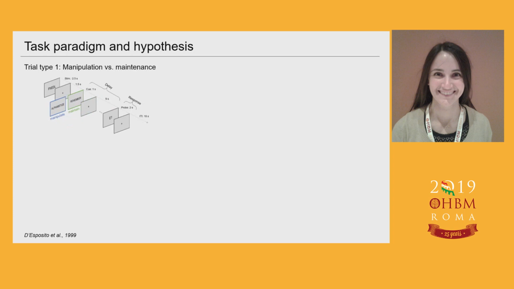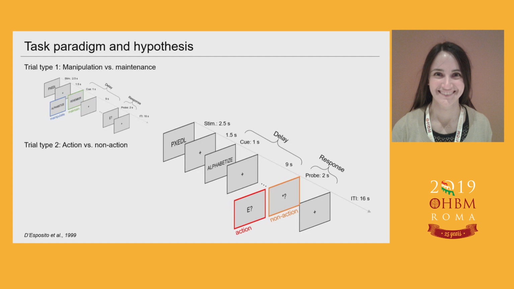We introduced a second trial type, calling action versus non-action. So this looked very similar to the first trial type, except now when participants get to the response phase, they see one of 2 different probes. So they either see a real probe that requires an actual button press, or they see this dummy probe where they don't have to actually do anything. But importantly, they don't know which of those trial types it is until they get to that response phase. And it's also important to note that all of these trials are alphabetized trials. So this trial type was aimed specifically at dissociating action from non-action at the time of the response.